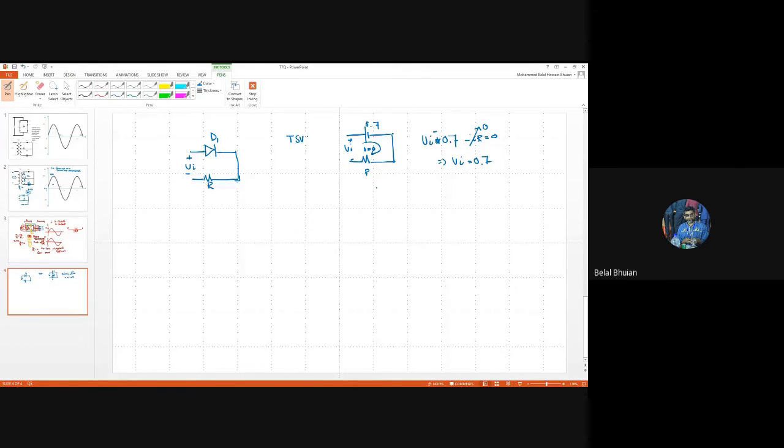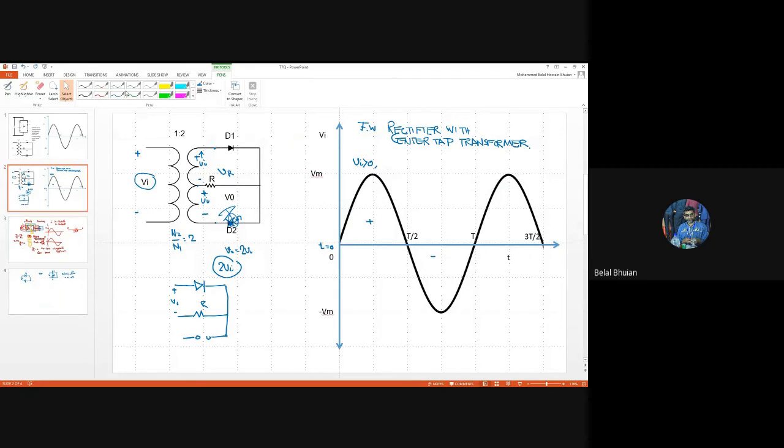So now if I go back here, I'm going to draw the transition state line, which is Vi equal to 0.7. Now, once we have obtained the transition state line, what information can we extract from it? We know that the transition state line gives us the boundary between the on state of the diode and the off state of the diode.